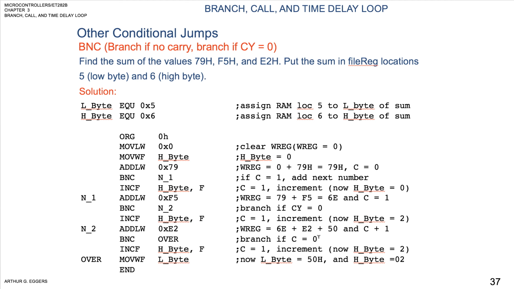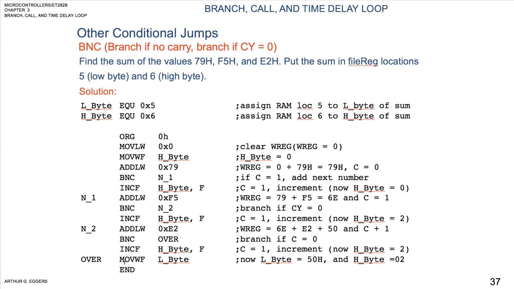C is equal to 0, so it's testing at this point to see if C is equal to 0. Then we would increment the high byte with C equal to 1. Increment. Now the high byte equals 2. Finally, when we get to the bottom, the label over, we move the working register to the file register, the low byte. The low byte now equals 50 hex, and the high byte equals 2. And then we're at the end of our process here.